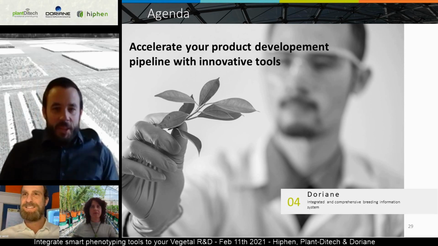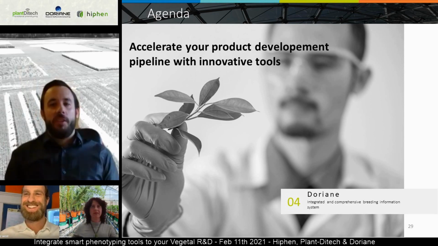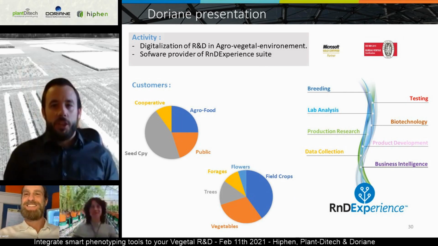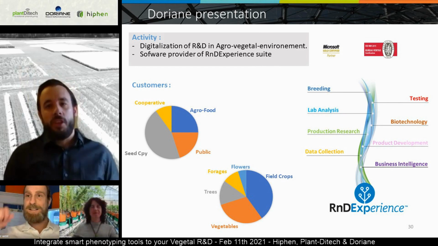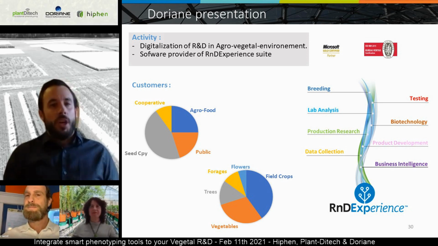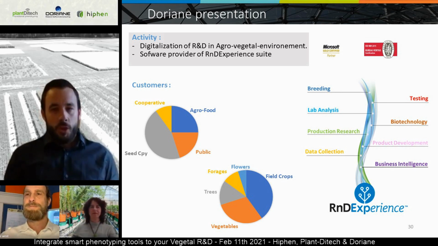Hi again. First, I will say a few words on our company, Dorian. We are a software company specialized in the digitalization of vegetal and agro R&D activities. We provide a software suite which aims to integrate all the R&D activities for a breeding program within a unified system. We work with agro-food companies, cooperatives, public institutes, and breeding companies. The flexibility of the tool we offer addresses breeding specificities of any type of crop: feed crops, flowers, forages, trees, and vegetables.